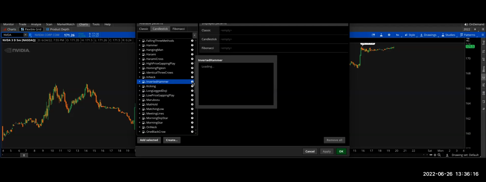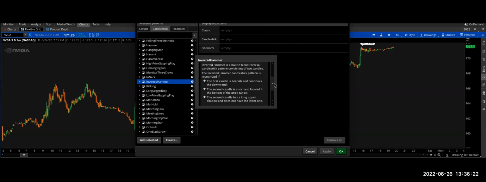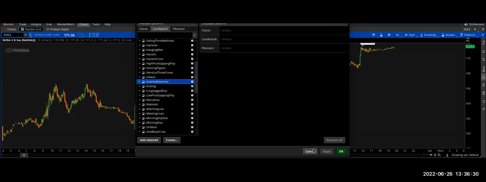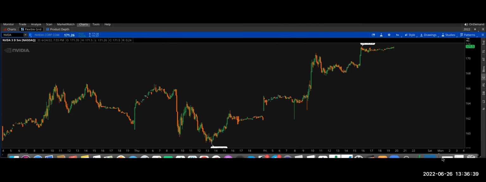Inverted hammer. What is an inverted hammer? Well, click on it and it tells you what's a bullish and what's a bearish, right? You see bullish and you see bearish, inverted hammer. Now, inverted hammer is a bullish reversal, right? So that's that right there. So the reason why I want to come down here is a 3-day, 5-minute chart. So let me open this up here so that you guys can see it.